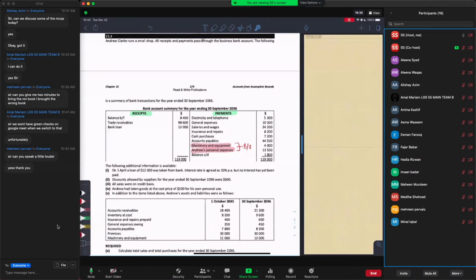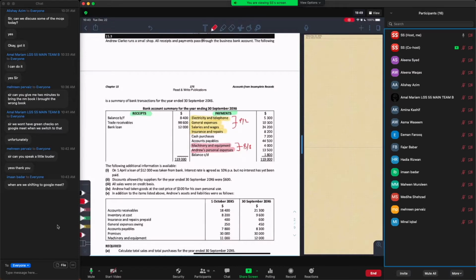Okay, and let me highlight the yellows here. These are all your expenses, right? So these are going to go to the profit and loss account section.